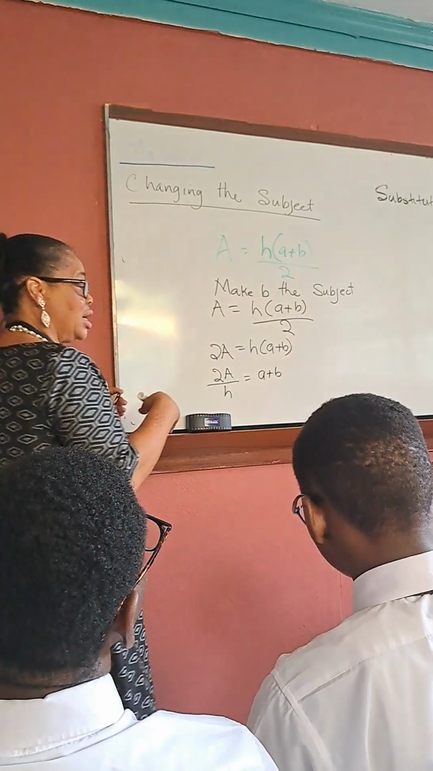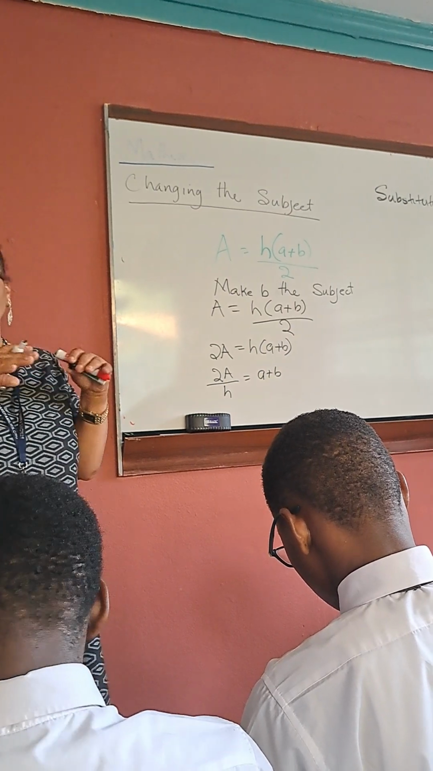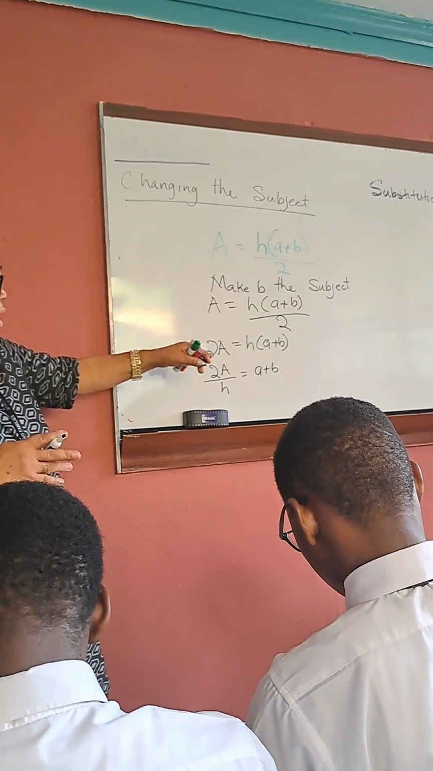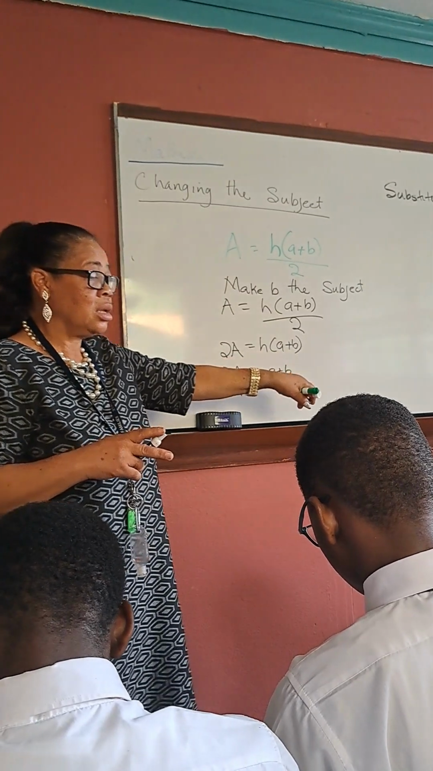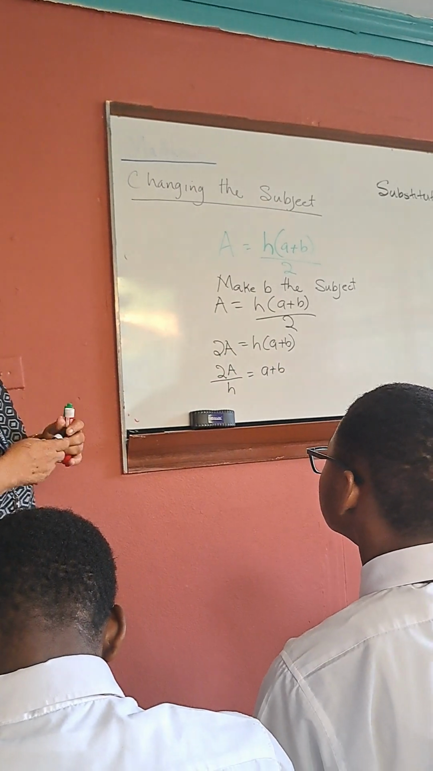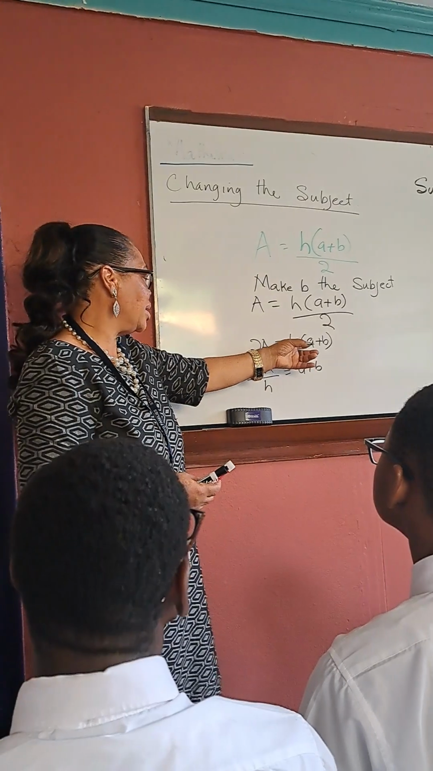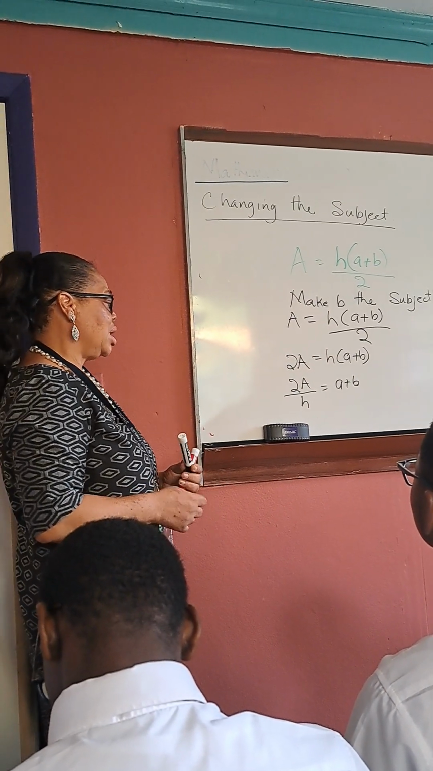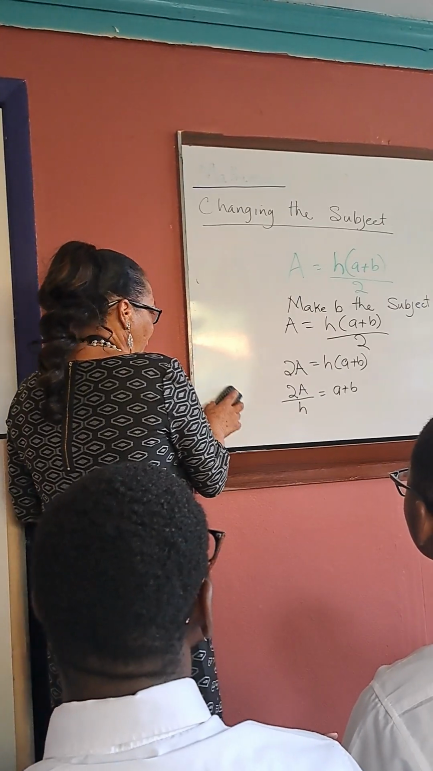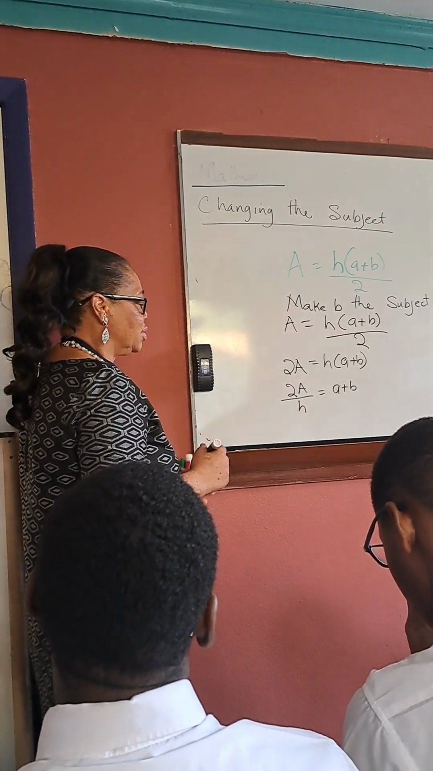Because I bring over H, the brackets automatically drop. They're gone because we're not multiplying. The brackets are here to say you're multiplying. You're no longer multiplying, so the brackets are no longer there. So I have 2A divided by H equals A plus B.